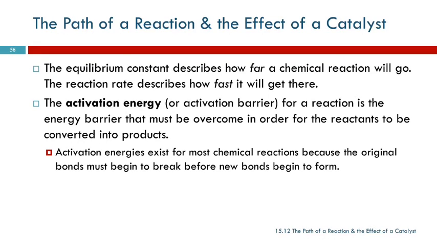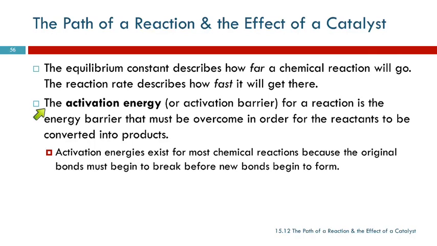Path of a reaction and the effect of a catalyst. So the equilibrium constant tells us how far the reaction goes. Does it go all the way to the products? Does it hardly make any products? But the rate, the reaction rate, tells us how fast it gets there. So equilibrium constant tells us position, the rate tells us the speed.